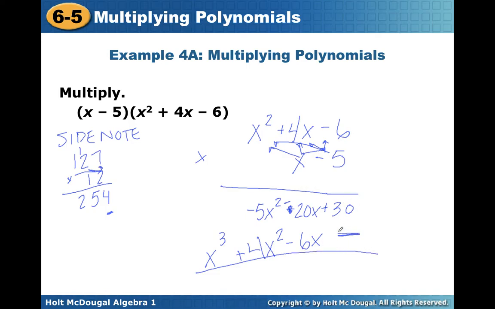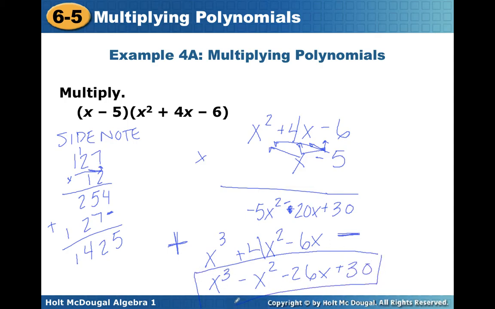Okay, now we're just going to add above and below, similar to what we would do here. We would have just added above and below, so you would have gotten, okay, similar to that, we will also do something like that over here. So we'll do x cubed, combining these two pieces, which get me negative x squared. Here, negative 26x, and then here, 30. And there is our final answer.